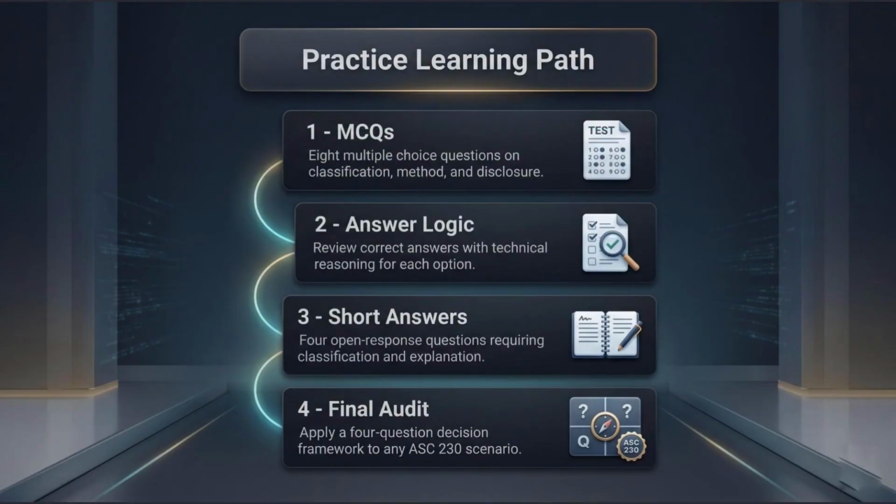Here is the practice learning path. First, we will work through 8 multiple choice questions. Second, after each question, we will review the answer logic and understand why each option is correct or incorrect. Third, we will handle 4 short answer questions where you must classify, explain and apply ASC 230 rules in your own words. Fourth, we will close with a final rule audit that you can apply to any cash flow scenario.